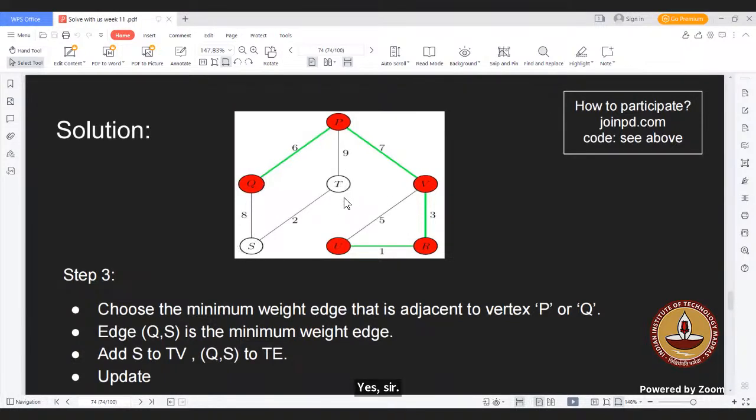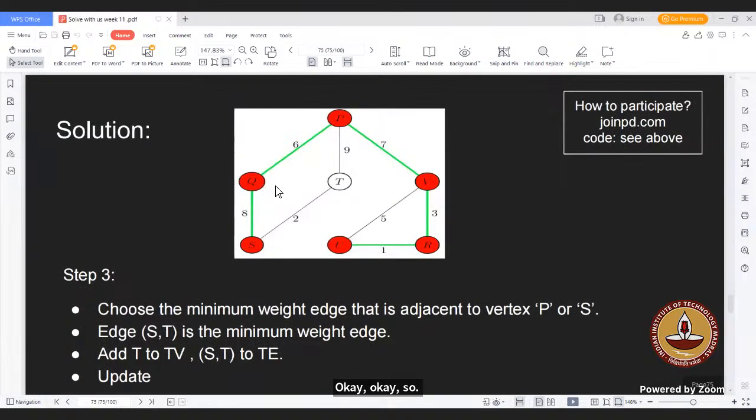Okay, yes, you will add S right now, not T. So this will be the new one, and the edge will be QS. In the edges it will be QS, and in the vertices it will be S. So now we can go from S to T or P to T. This is the adjacent. So from that we have to choose which one is minimum. Which will be minimum? ST only, right?